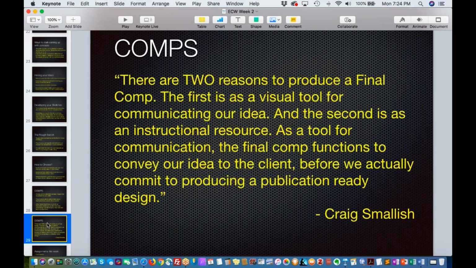So Craig Smallish in the tutorial says there are 2 reasons to produce these comps. The first is as a visual tool for communicating our idea. Sometimes you have ideas that you just can't express without a visual in front of the client. So that's where the comp comes in. And the second is as an instructional resource, so that when the client signs off on the concept and you're going to finalize the ads, you can use that comp as an instructional resource to finalize your comp for the publication and get it ready to go to the publication.